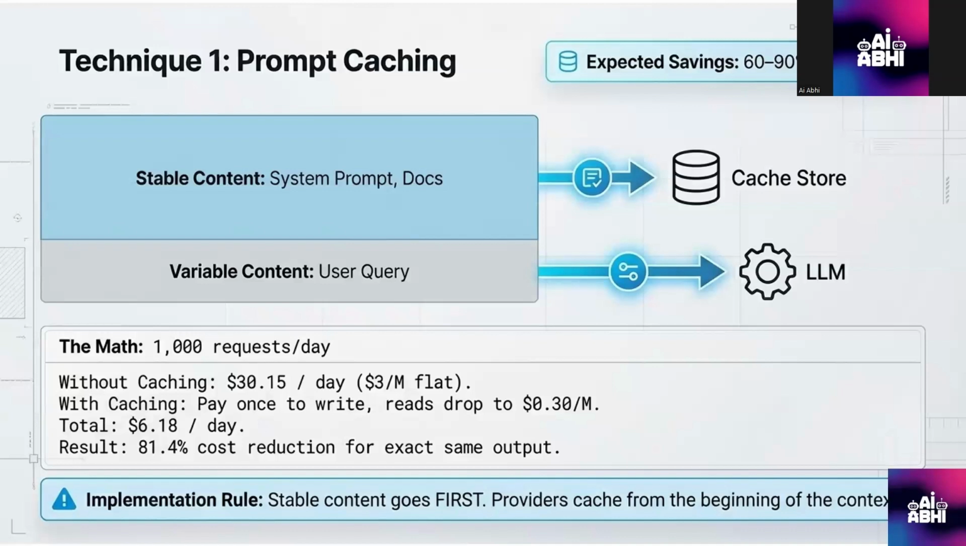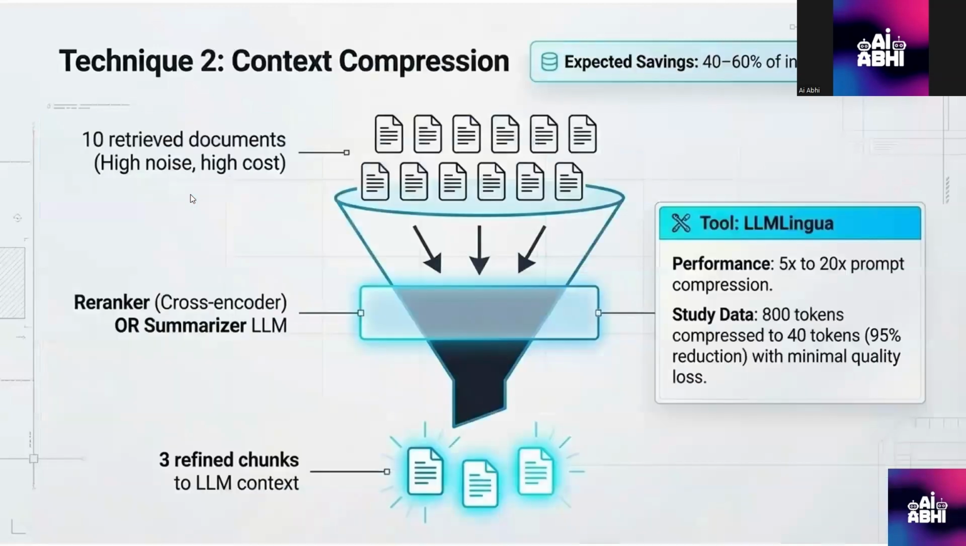So the implementation rule is to structure your prompt so the stable content, that is the system prompt, reference documents, and tool definitions, comes first. The variable part, that is the user's query, comes last. Providers cache from the beginning of the context, so stable content at the top maximizes cache hits.